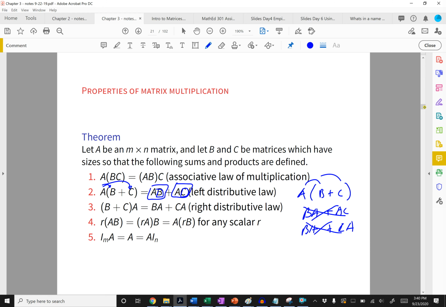And that's why here we can distribute in from the right as well, except we need to keep the products in that same order. It's B times A, C times A. You can move your scalars around. So if you have r times a product, you can multiply r times your first matrix or r times the second matrix. The r's are pretty flexible.